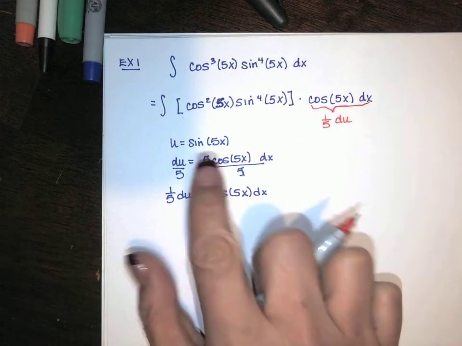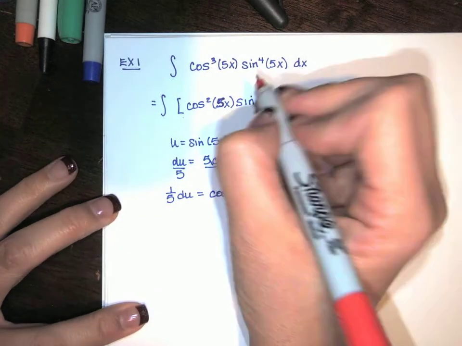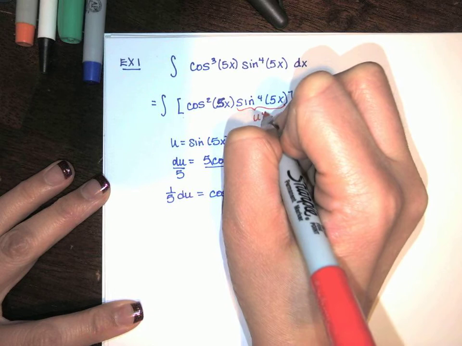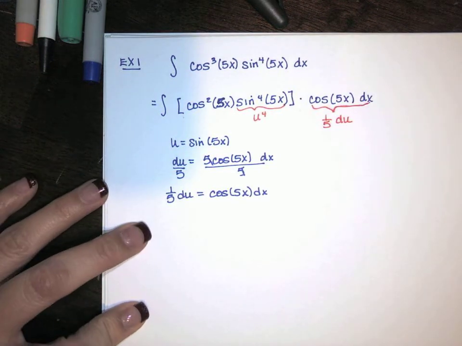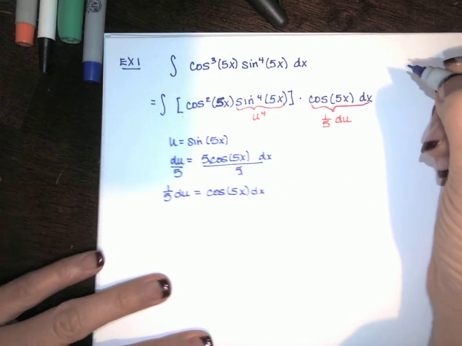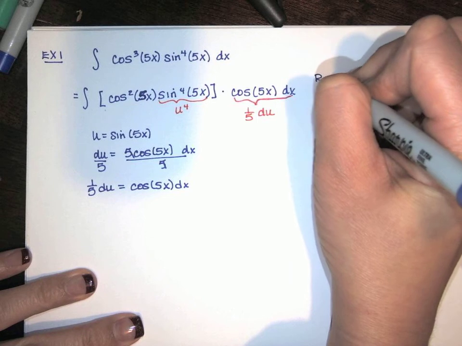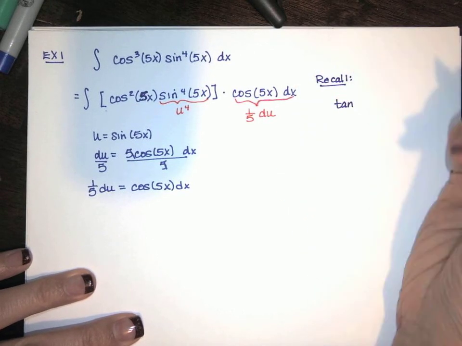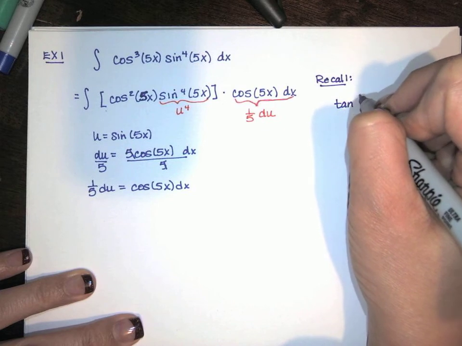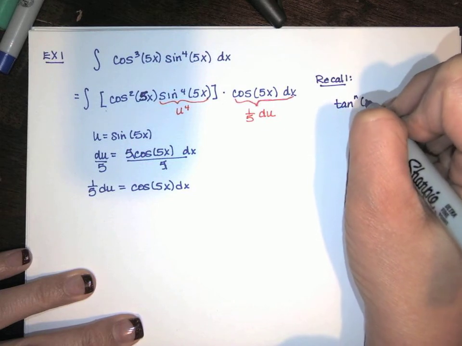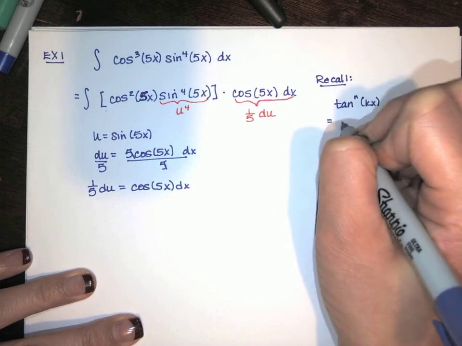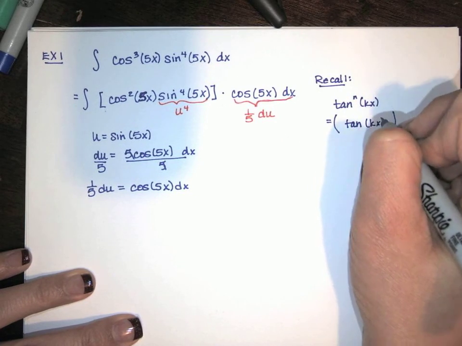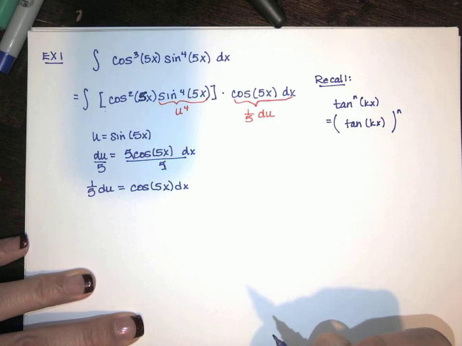And u is sine of 5x. So that means this is u to the 4th. You may have forgotten this part. Anytime you have a trig function, let's say tan to the nth power of kx, what that really means is we're going to take tangent of kx and we're going to raise it to the nth power.